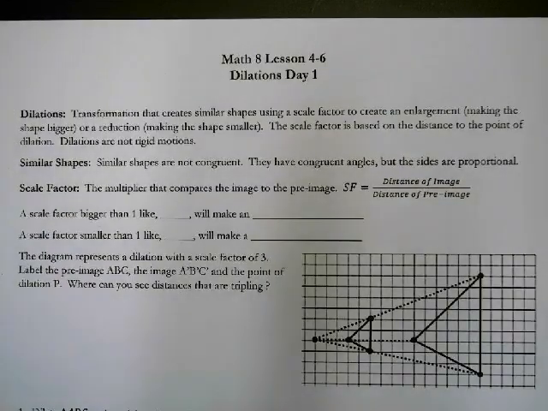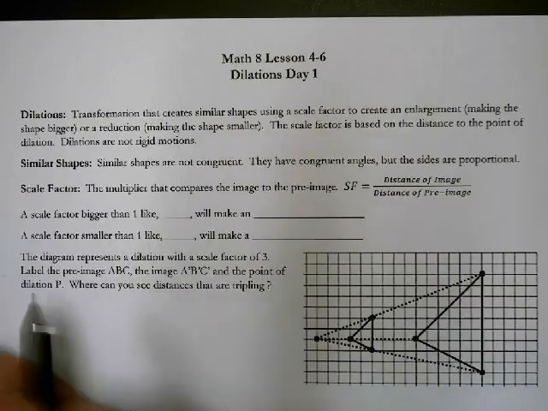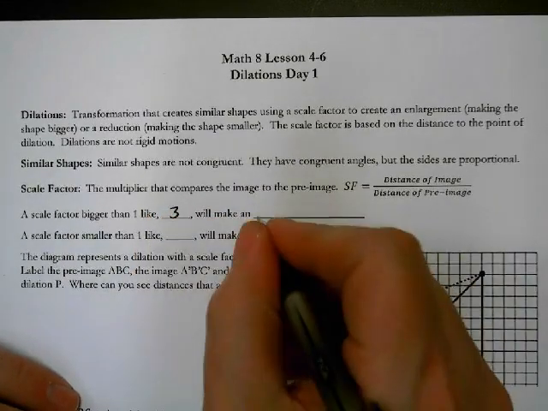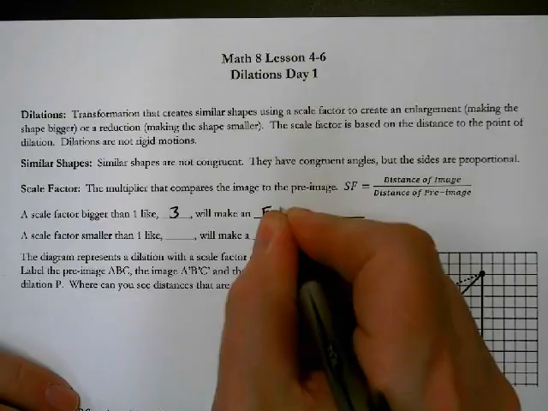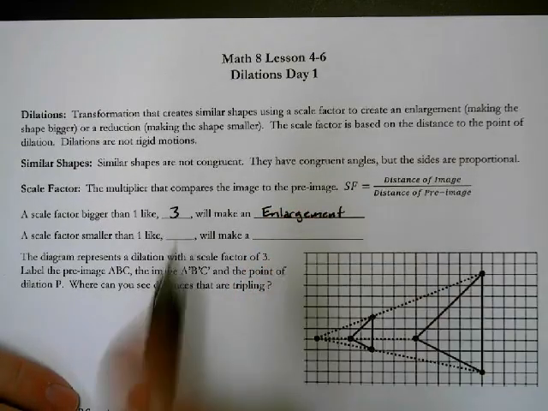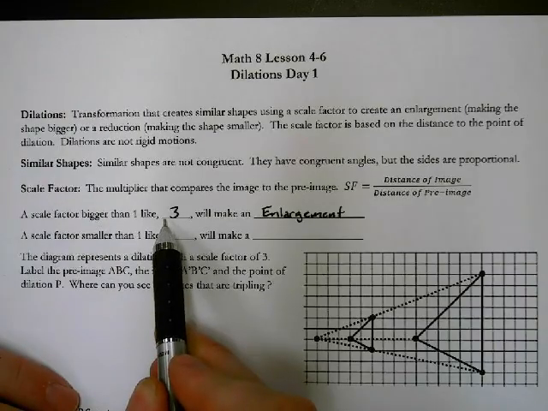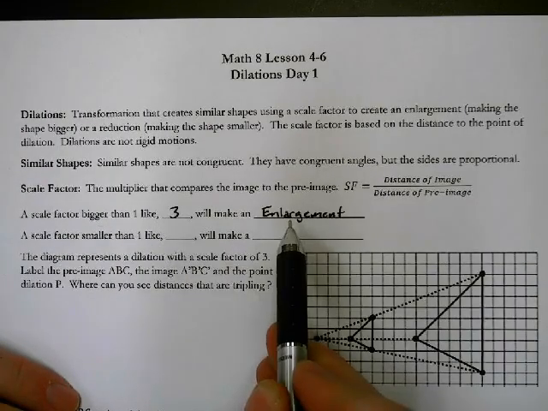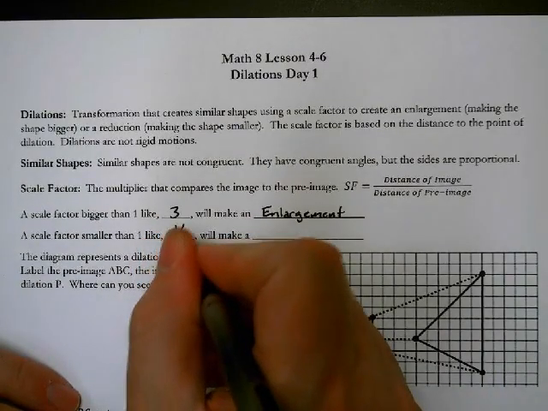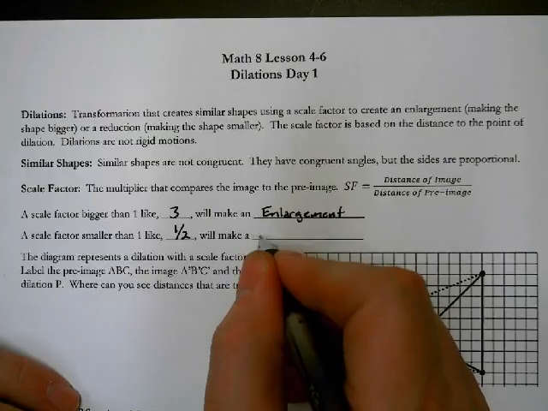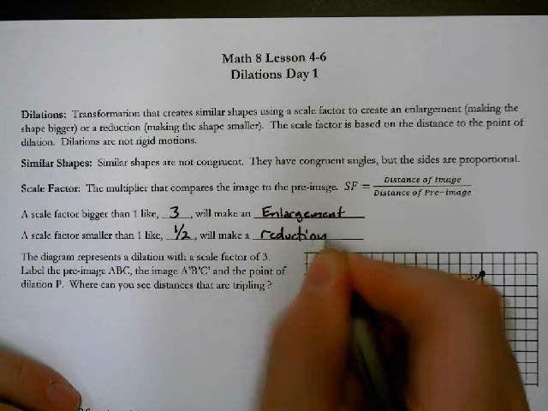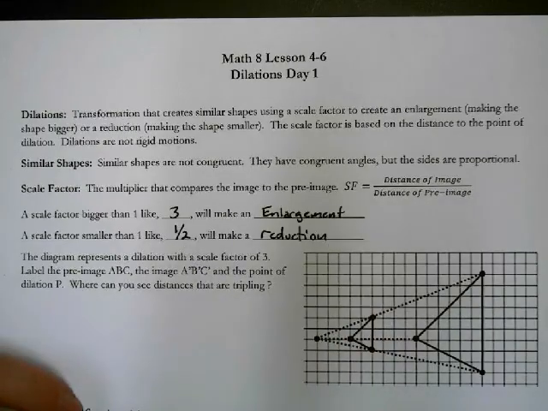Okay, so if I have a scale factor bigger than 1, like 3, that's bigger than 1, that will make an enlargement. So a scale factor of 3 means we are tripling our size. So we call those an enlargement. If we have a scale factor smaller than 1, like 1/2, that is going to be a reduction. And all it simply means is we're going to be half the size.